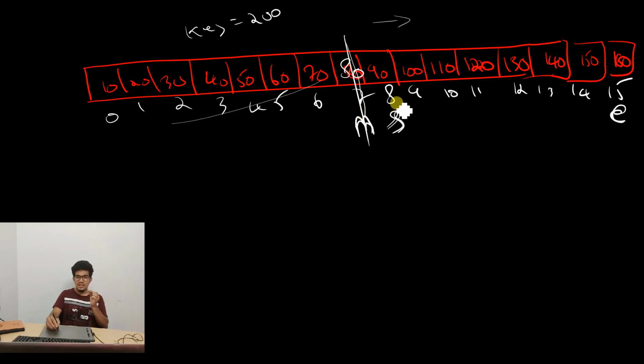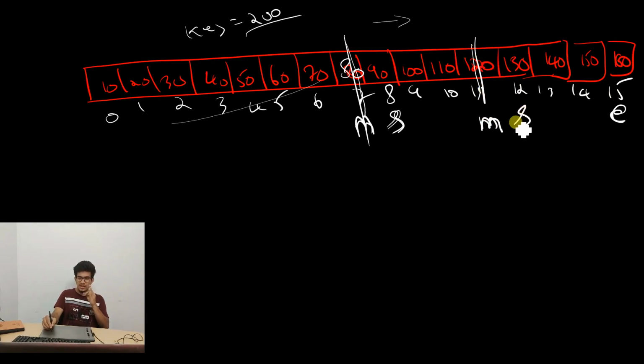Okay, the second comparison, 8 plus 15 by 2. 8 plus 15 is 23. 23 by 2 is 11.5. So it is 11. So this is my new mid element. Is 200 equal to 120? No. Is 200 less than 120? No. 200 is greater than 120. Means somewhere around this side I have the number. So this is not the starting number. Definitely the starting number is mid plus 1. Okay, this is the starting number. 2 comparisons I have done.